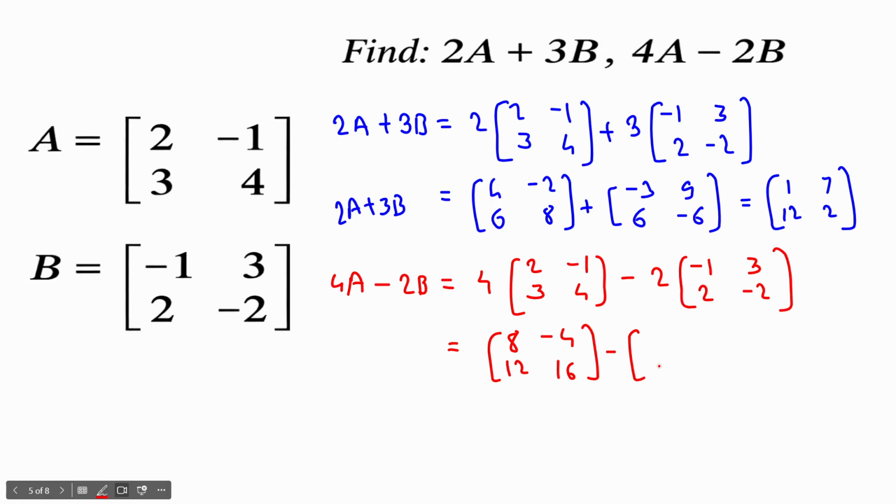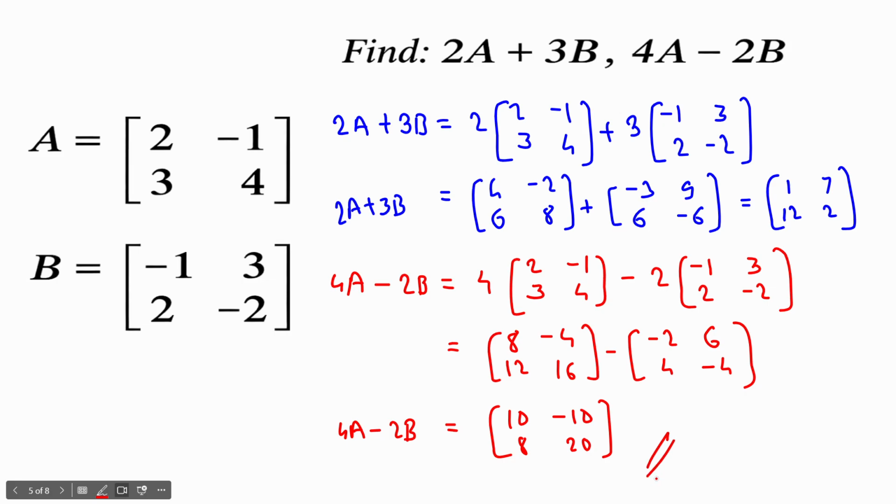Minus sign, keep it as it is. Okay, you have to just multiply 2 inside, no need to multiply minus inside. Okay, minus keep it outside. So 2 times minus 1 will be minus 2, 2 times 3 will be 6, 2 times 2 again 4, and 2 times minus 2 will be minus 4. Okay, now what I'm doing, I'm subtracting these two matrices. So 8 minus minus 2 will be plus 2, so 8 plus 2 will be 10, minus 4 minus 6 will be minus 10, 12 minus 4 will be 8, and 16 minus minus 4 is plus 4, so it will become 20. So this will be your 4A minus 2B matrix.